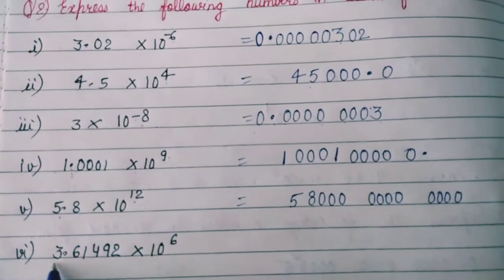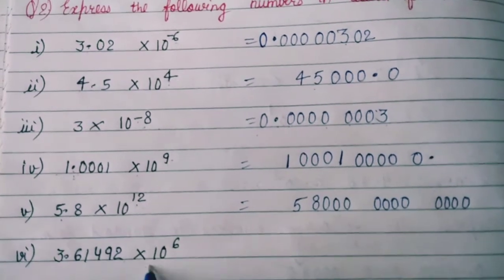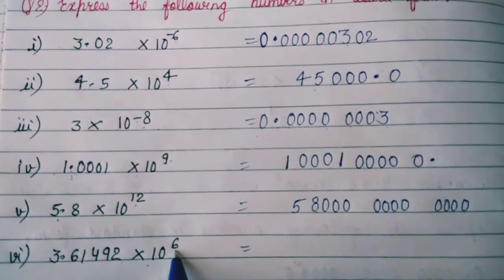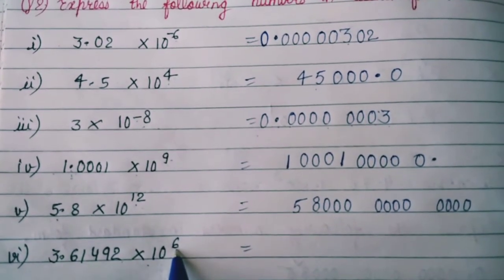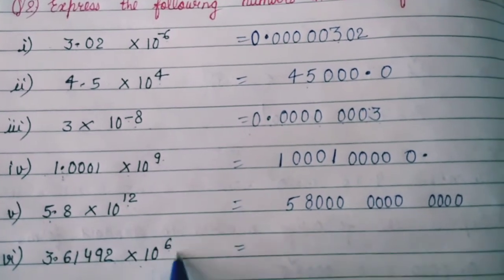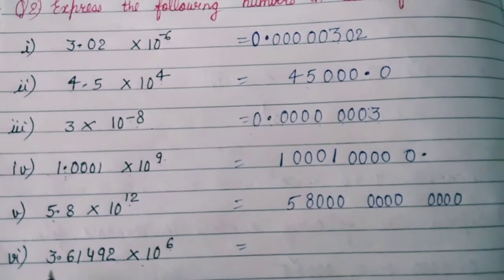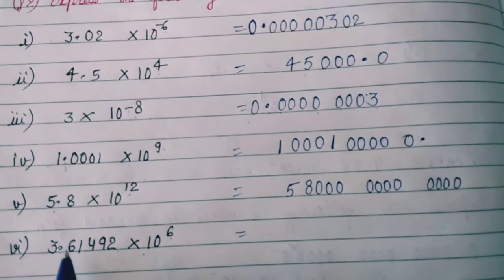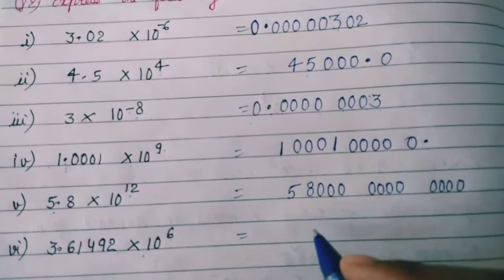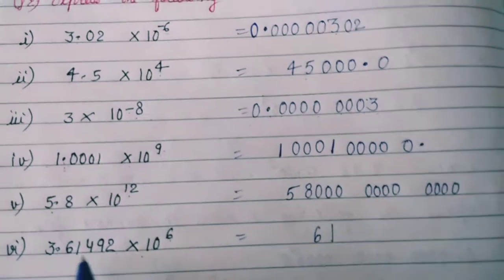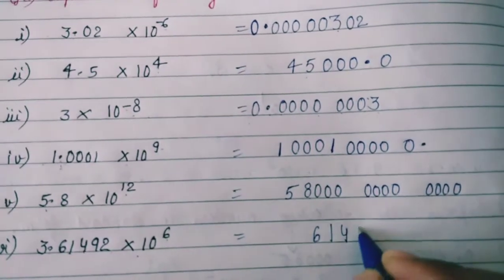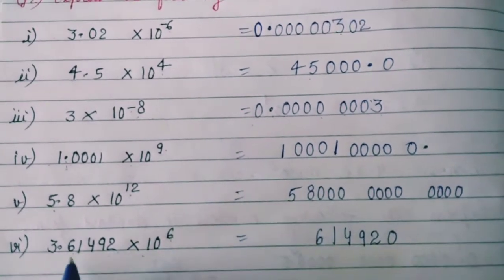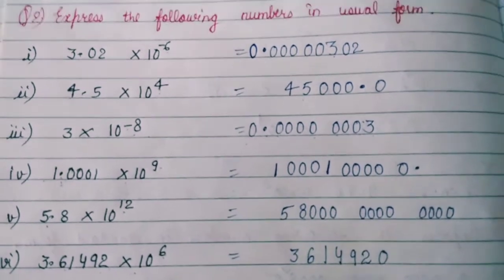Now the last one is 3.61492 multiplies by 10 raised to the power 6, which is positive. It means that this positive 6 power came when we shifted our decimal in the left. So opposite of left is right. So now we will shift decimal in the right direction 6 places. So first place, second place, third place, fourth place, fifth place, and this is the 0. And in front of this 6 is 3. So this is the answer of question number 2.